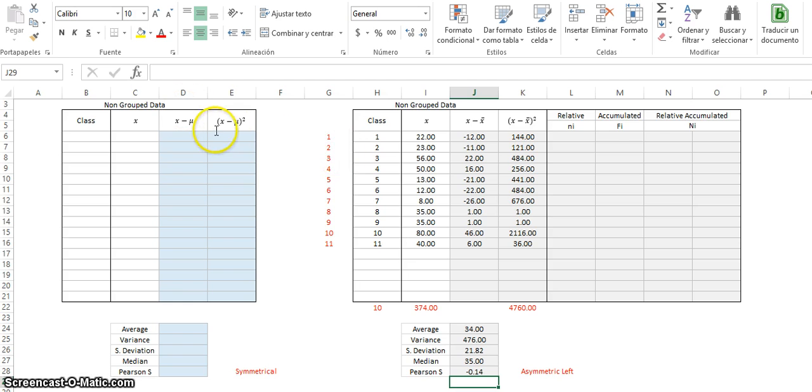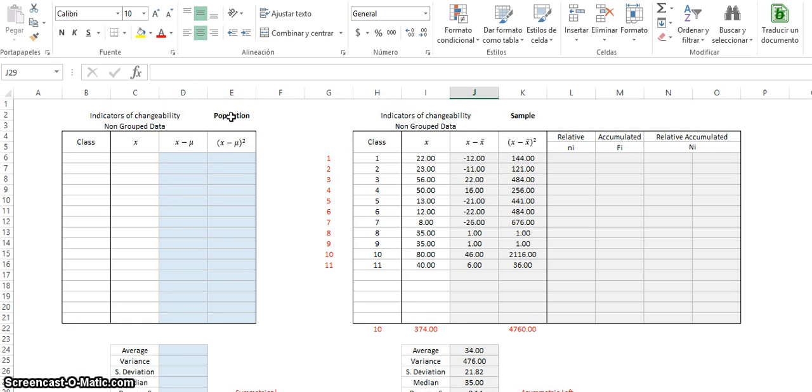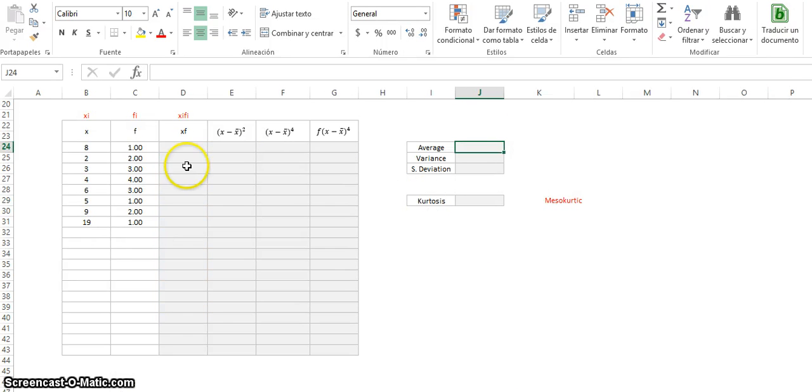The calculations for the population are the same, but instead of dividing over 10, you will divide it over 11. Remember, the trick is to read the problem and identify if it is a population when the word exists, or when there is no word, or the word is sample.